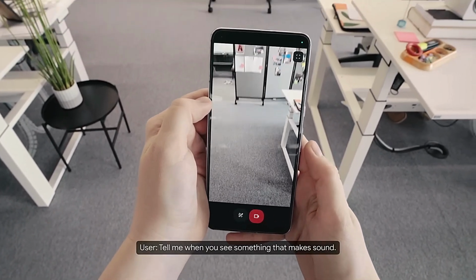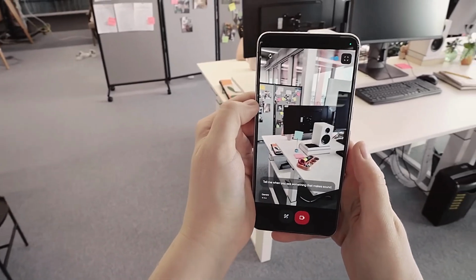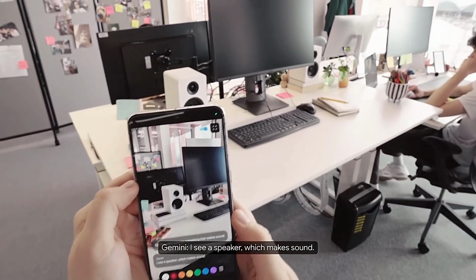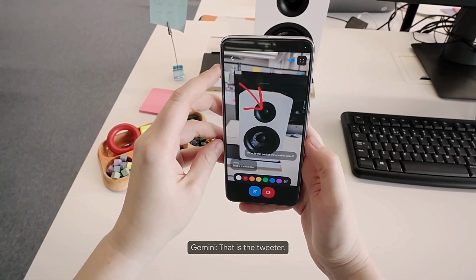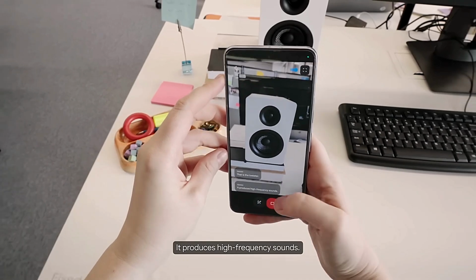Tell me when you see something that makes sound. I see a speaker, which makes sound. What is that part of the speaker called? That is the tweeter. It produces high-frequency sounds.